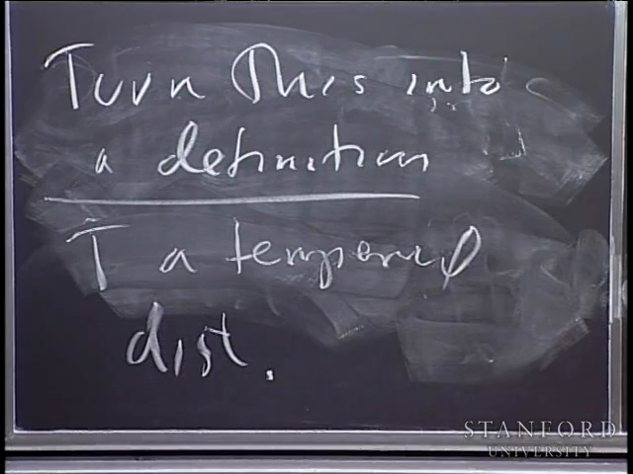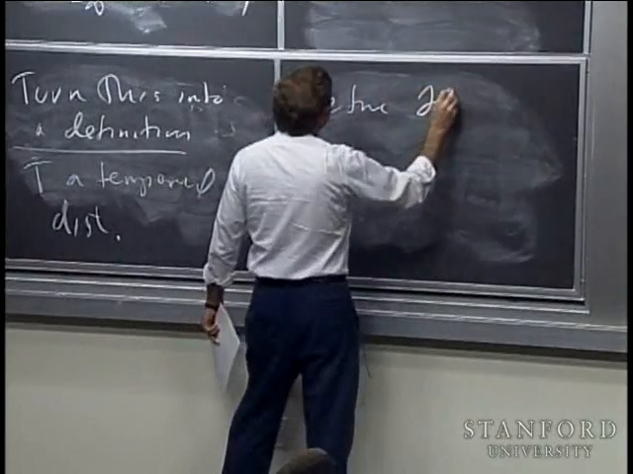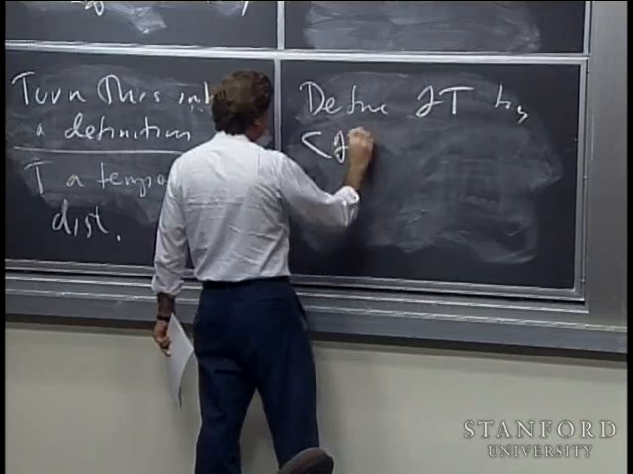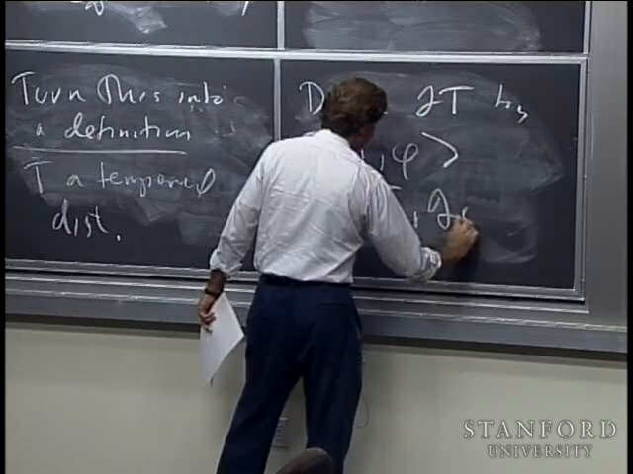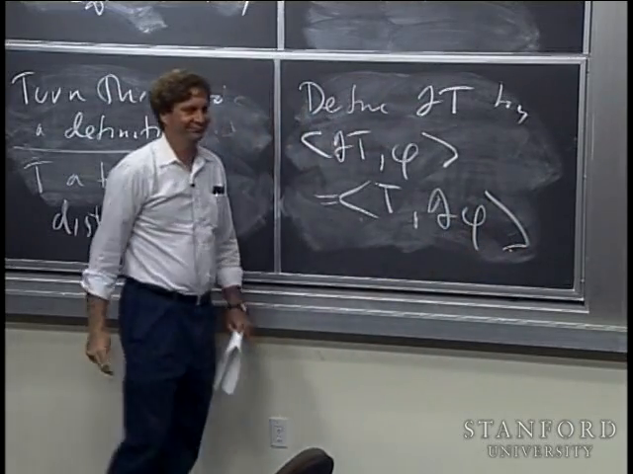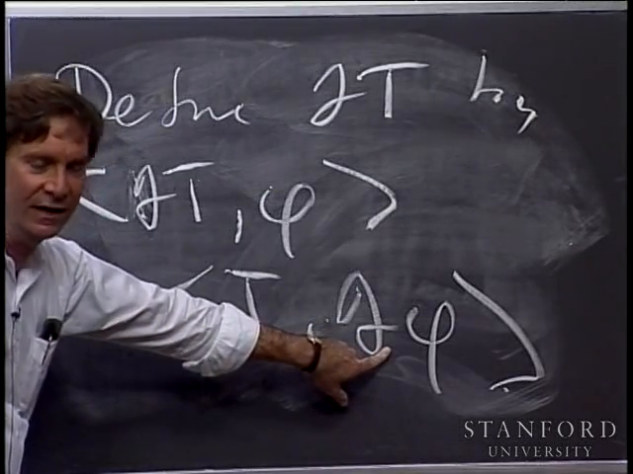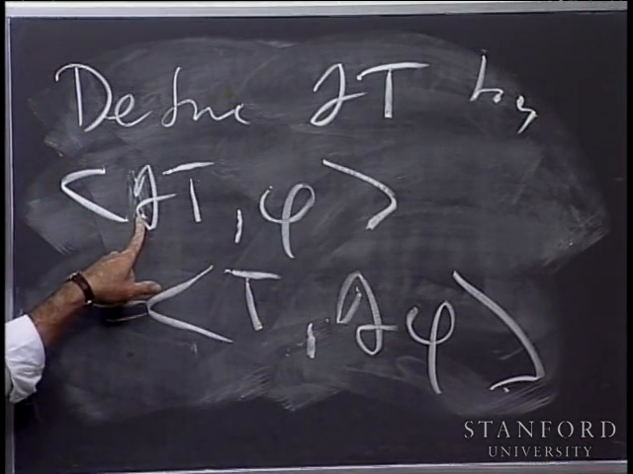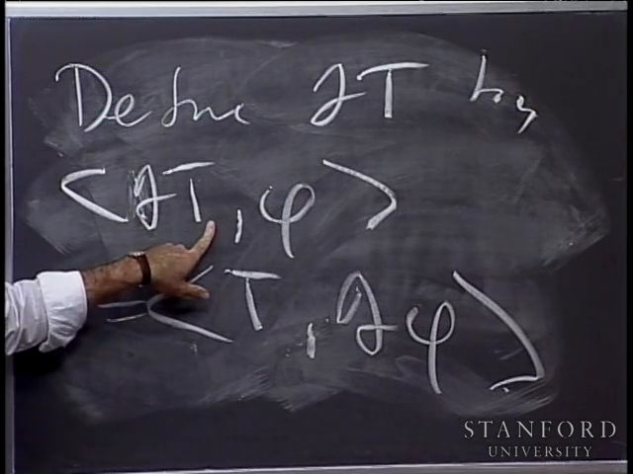You give me a test function. I have to tell you how the distribution operates on that test function. I want to define the Fourier transform of t by how it operates on a test function. The Fourier transform of t operating on phi is, by definition, t operating on the Fourier transform of phi. On the right-hand side, this is the classical Fourier transform of phi, given by an integral, because phi is as nice a function as it can be. This is a new f, so to speak. This is a definition of the Fourier transform of the tempered distribution t.